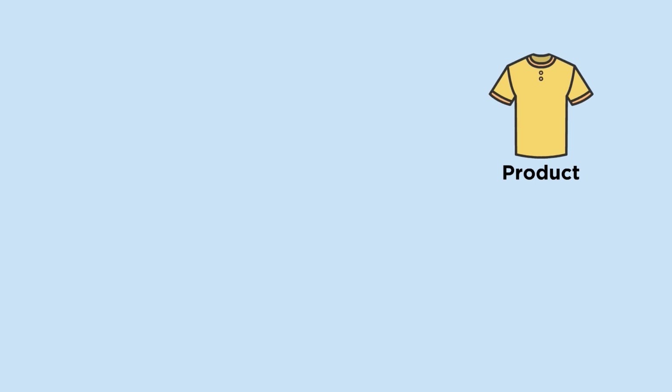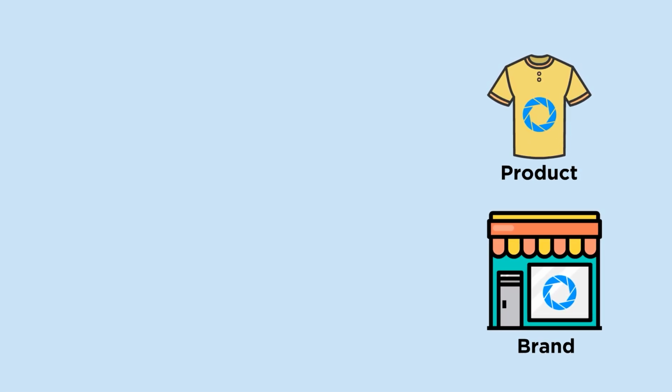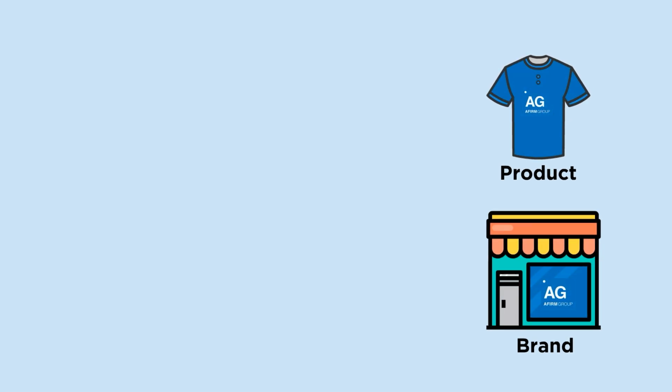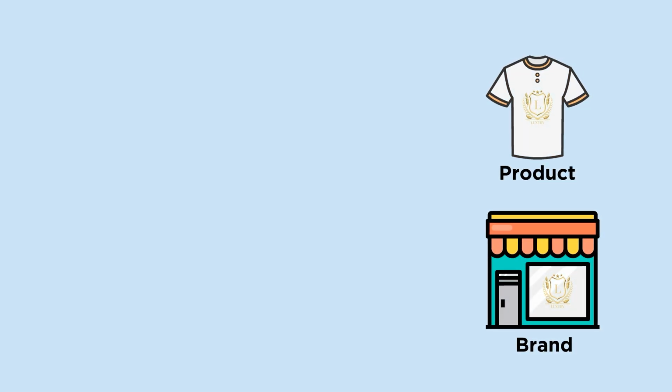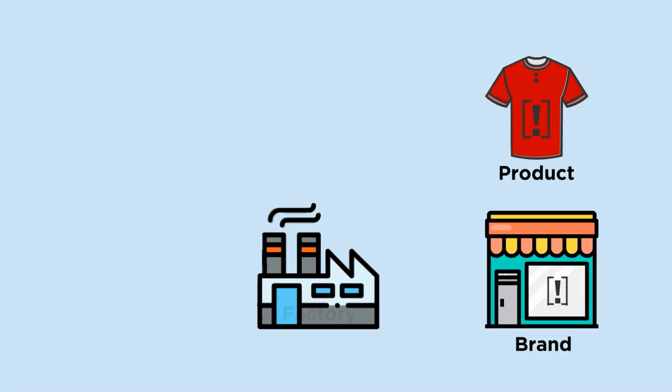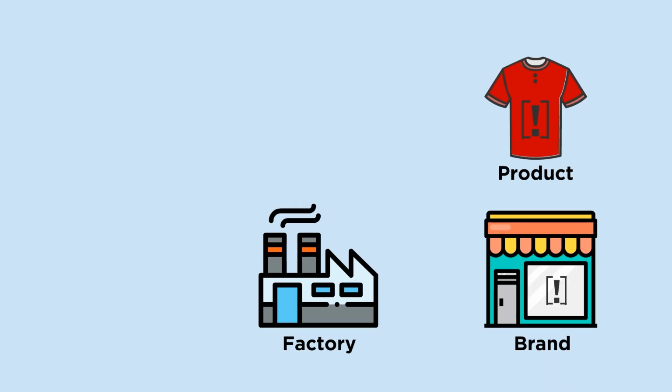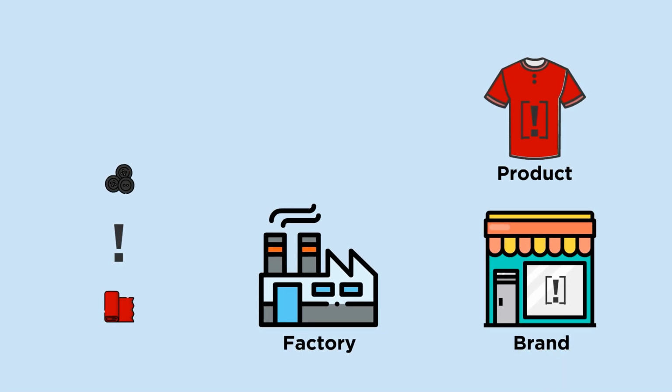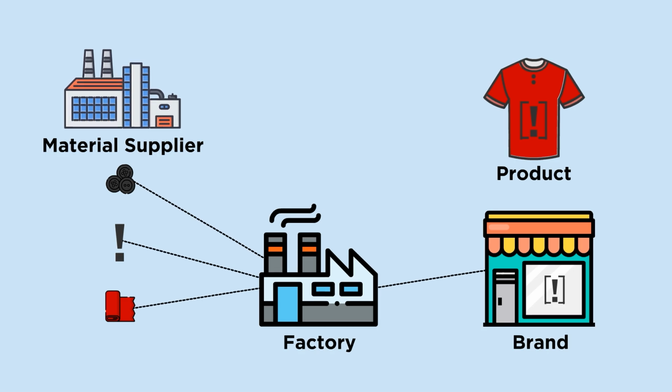Let us take an example of a shirt. The shirt is sold by a brand. This is the logo that you usually see on a shirt. The shirt is sold by the brand in a shop or online. The shirt is made by a factory. To make the shirt, the factory needs multiple materials. These come from material suppliers.